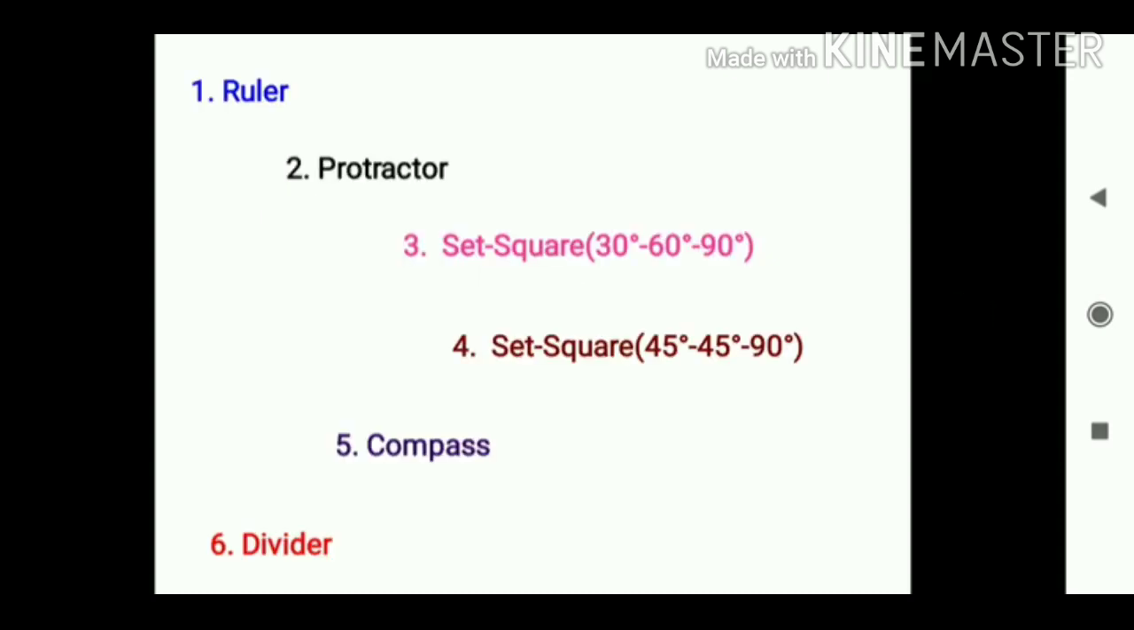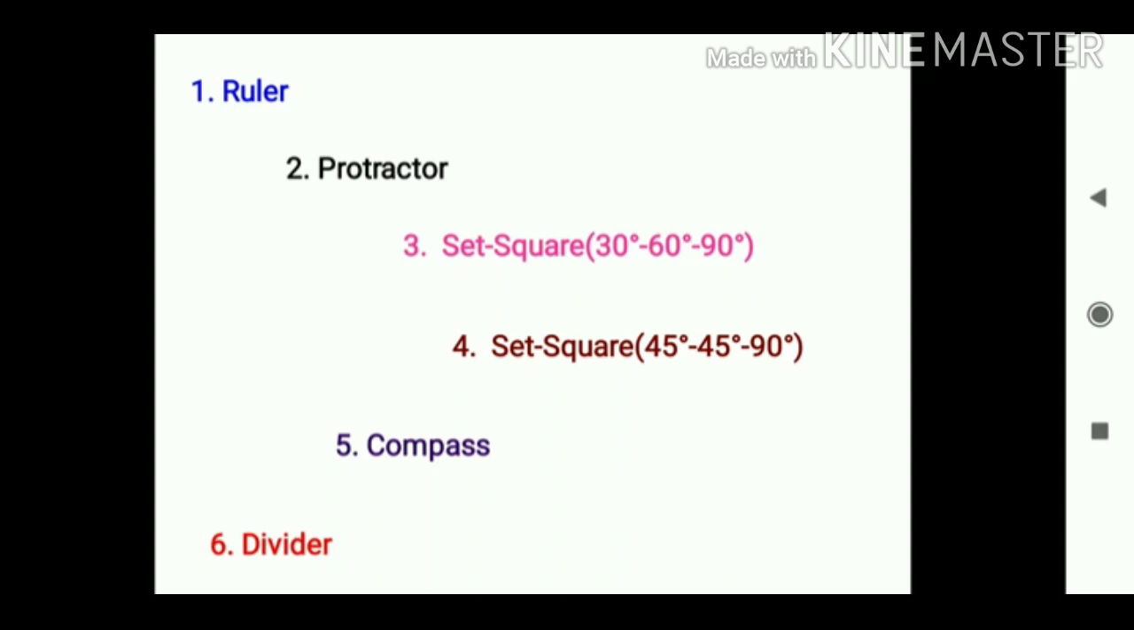So let's start. The first important part of your geometry box, which you might have used several times for measuring length or drawing a line or line segments, is the ruler. The second is the protractor. The third and fourth are triangular shapes, which are known as set squares.